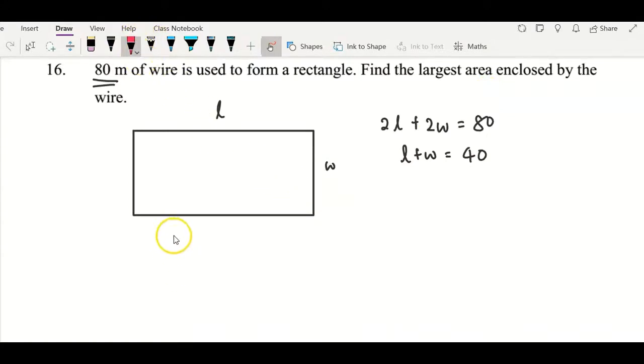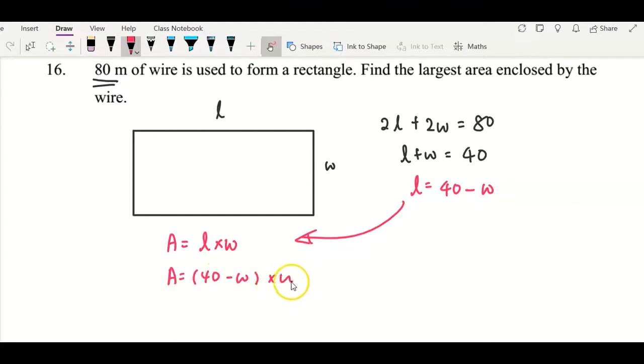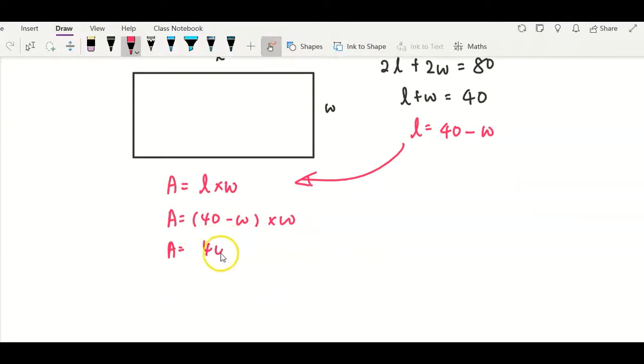What we're interested in is the largest area, meaning we need an expression for the area, which is equal to the length multiplied by the width. To get the largest area, I need to either differentiate A with respect to L or with respect to W. So I need to decide which variable to use. Here I will find L in terms of W: L = 40 - W. Substitute inside here, I have A = (40 - W) multiplied by W. So now you have successfully made A in terms of W only. Just expand it, easy for us to differentiate.